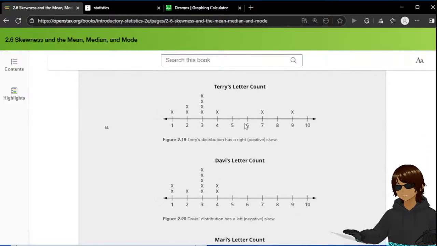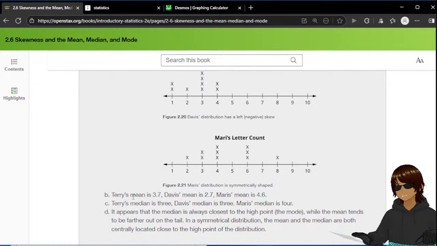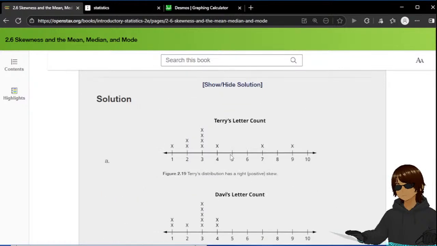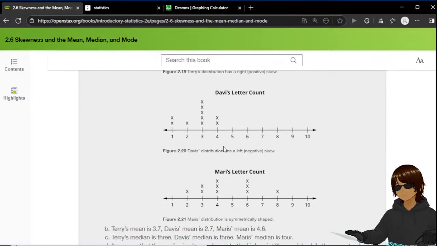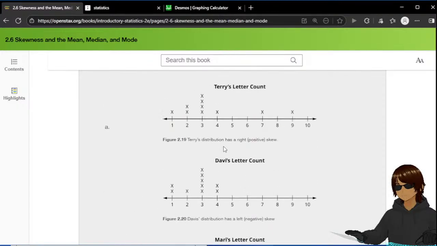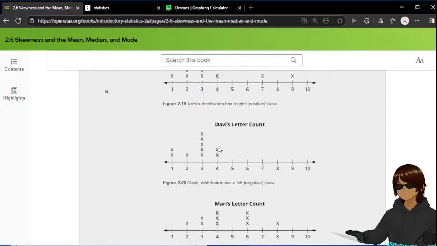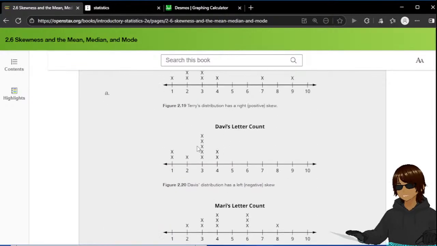So 3.7, 3.7, and 3. So Terry's letter count is the most, sorry, no, Davy's letter count is the most skewed to the right, right?